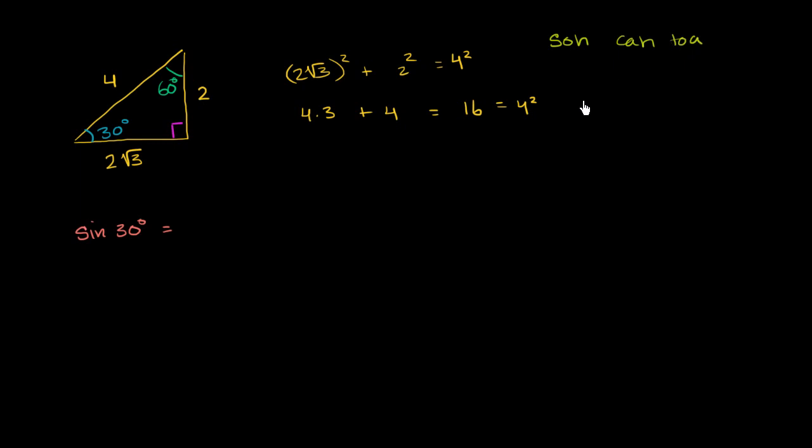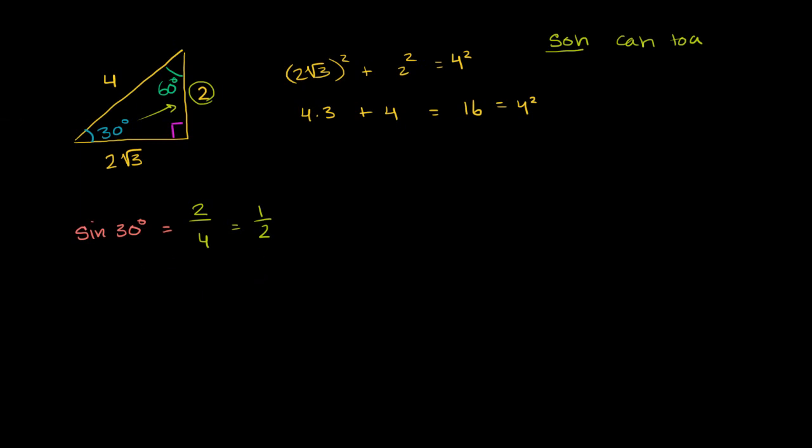SOHCAHTOA. SOH tells us what to do with sine. Sine is opposite over hypotenuse. Sine of 30 degrees is the opposite side, which is 2, over the hypotenuse. The hypotenuse here is 4. It is 2/4, which is the same thing as 1/2. Sine of 30 degrees, you'll see, is always going to be equal to 1/2.